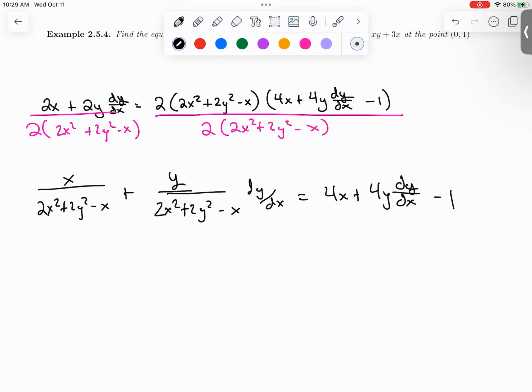The reason why it's x and y and not 2x and 2y is that the 2s canceled when I divided it into both things. When I took this and divided it into 2x, the 2s canceled. When I took it and divided into the 2y dy/dx, the 2s canceled. This might have been more approachable to you.